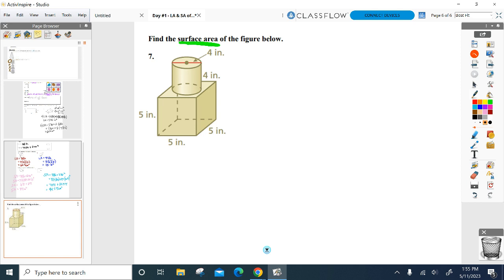How many faces does this cube have? How many faces? It's not a trick question. 6. Are all of them showing? Fully showing? All 6? No! Look at the top one. The top one's not fully showing. It's being covered up, part of it. But what I still need from it is this part here. That's part of the surface area. So it's just not going to be cube plus cylinder and I'm done for the day. It's what's exposed, what's on the outside, what's not covered up. That's the surface area. All right, so let's start with the cylinder.